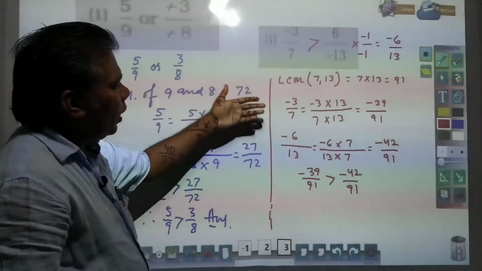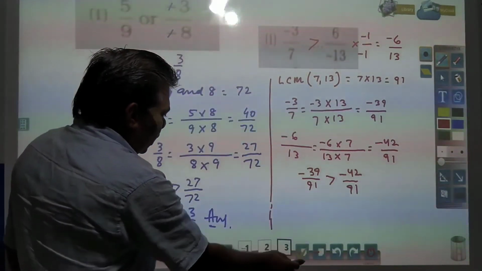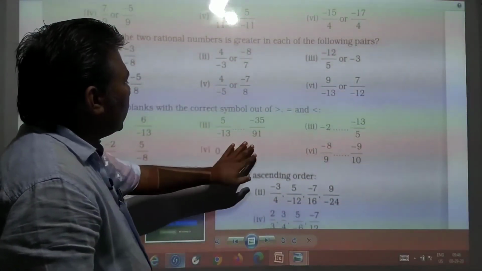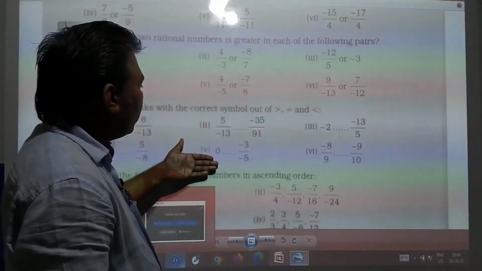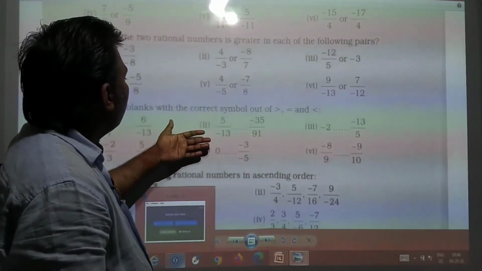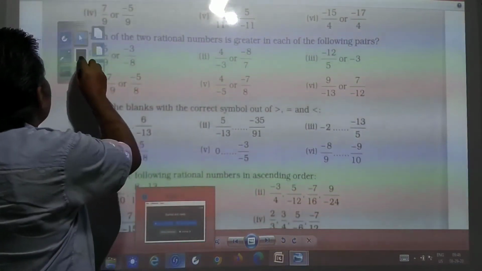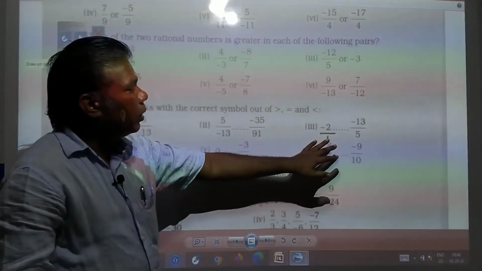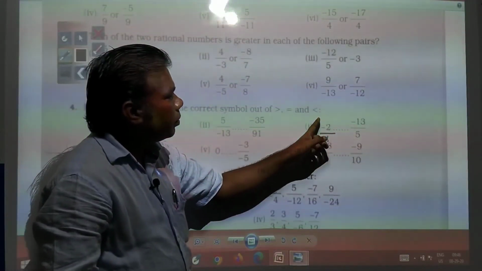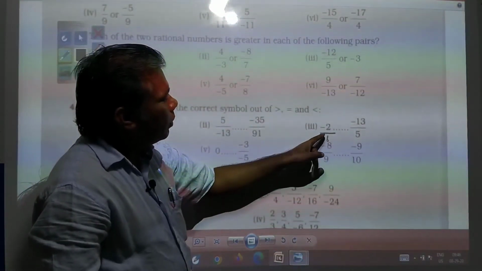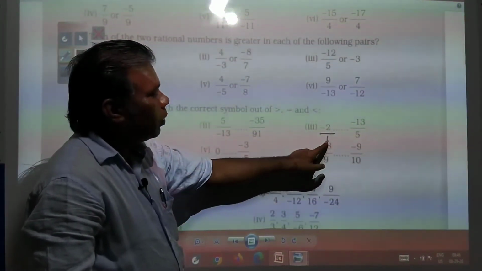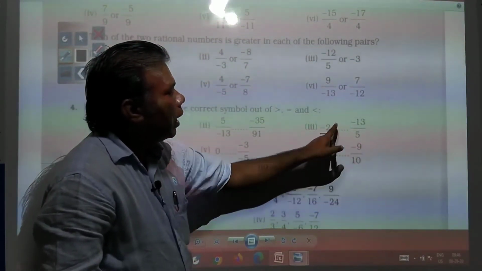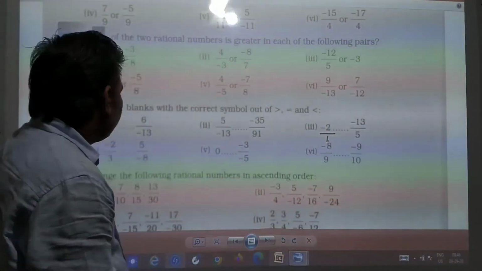So in the same way, the other questions whichever are there are required to be solved. All these questions are required to be solved in the same way. You need to compare first, and then you need to write down, or put greater than, equal to, or lesser than. Here you see minus 2 by nothing you have, means 1 you have. Again this is required to be converted into 5, and then you need to compare this.